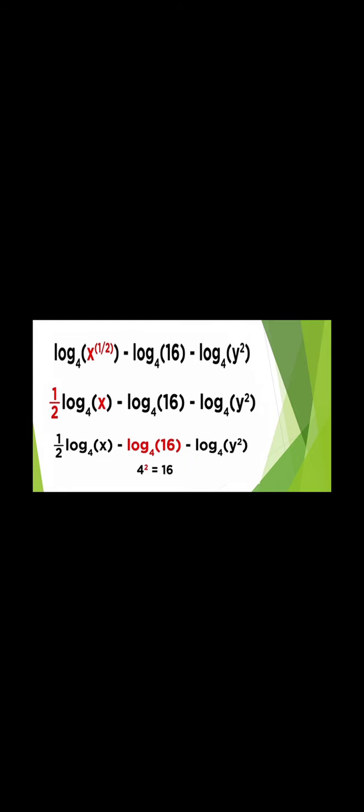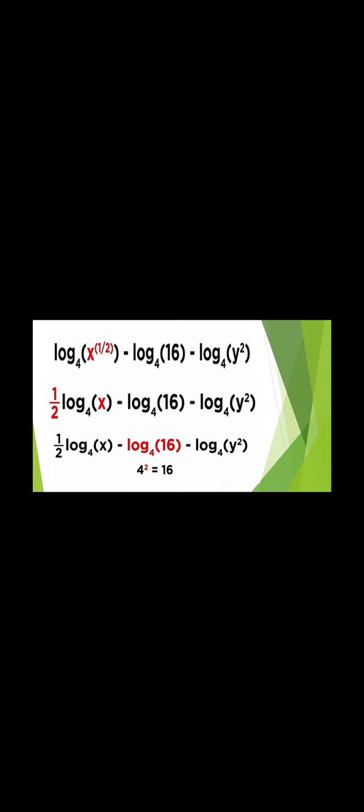We can actually simplify further, starting on the left. Let's rewrite root x as x to the 1/2. We know that we can pull exponents to the front, so this becomes 1/2 log x. Then, log base 4 of 16 is 2, because 4 squared is 16. So this becomes minus 2. Lastly, we can pull the exponent to the front on this last term to get minus 2 log y. And there is our expanded expression.